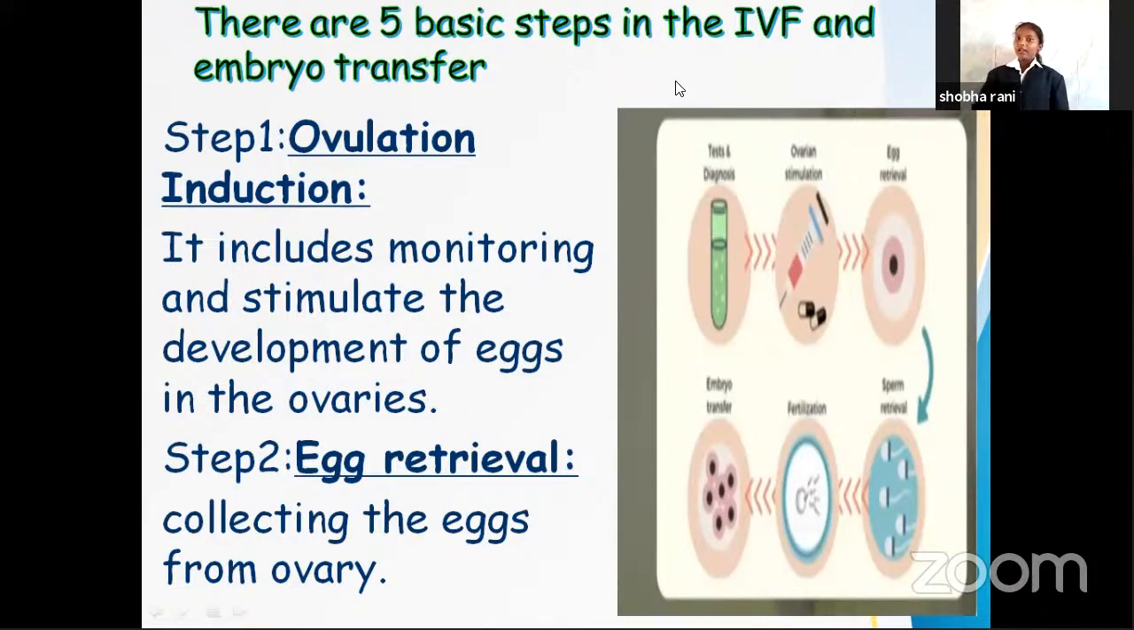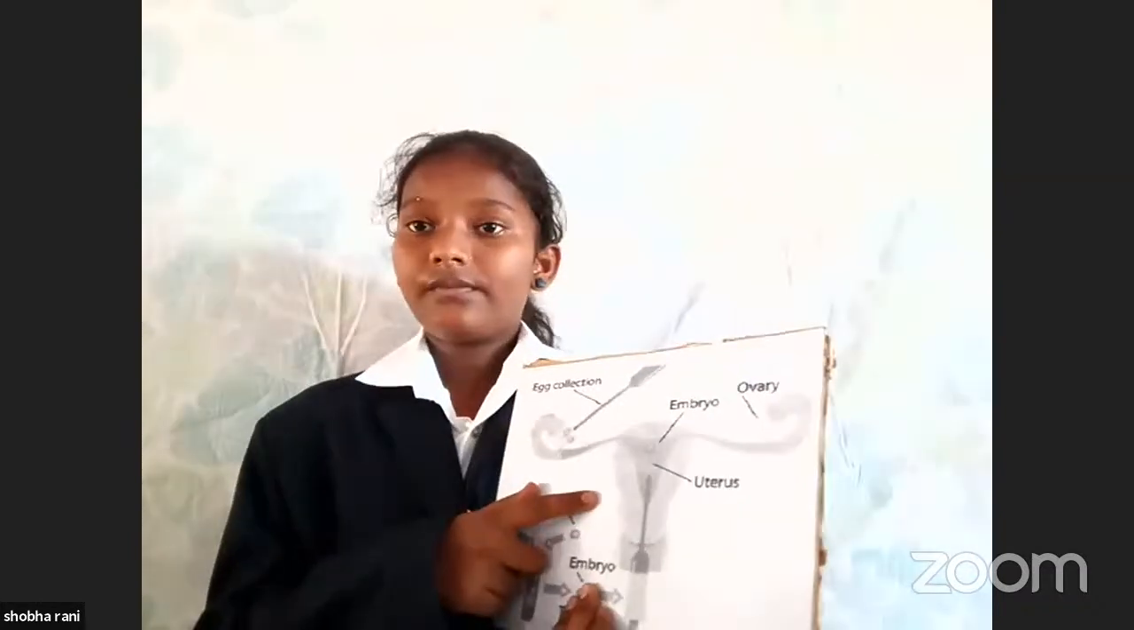The first step is ovulation induction. Do you know what is meant by ovulation induction? It means giving hormonal injections and medicines to the woman to develop the eggs in the ovaries. The second step is egg retrieval. It means collecting the developed eggs from the ovaries.